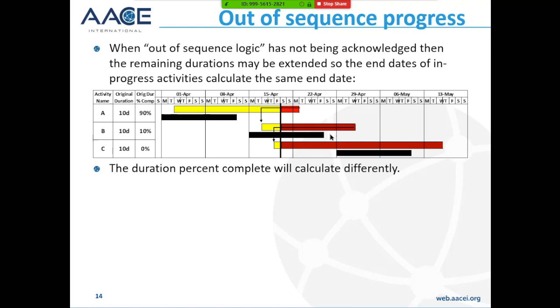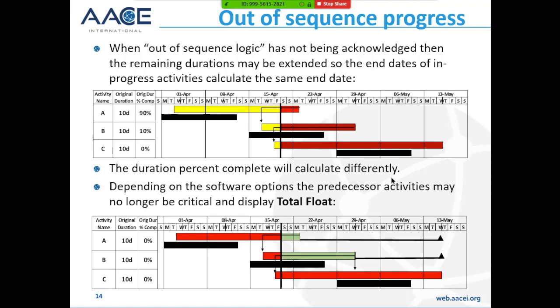Obviously, once you have this environment, you'll find that the duration % complete will calculate differently, and depending on the software options, you may end up with different total float. And you'll find with out of sequence progress, different software packages calculate different float, and it's quite interesting when you start modeling these different options with different software packages.